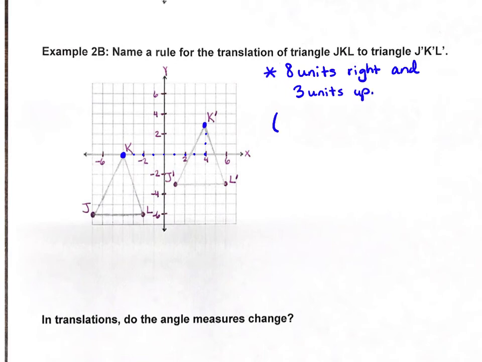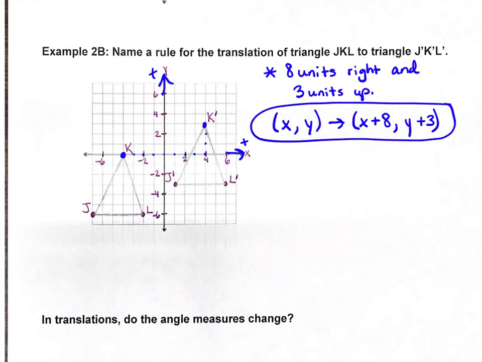So we'll say 3 units up. And now we just name that rule. So we always start with the ordered pair x, y, and right is going more positive. So we're going to say x plus 8, and up is going more positive. So we say y plus 3, and we've named our rule.